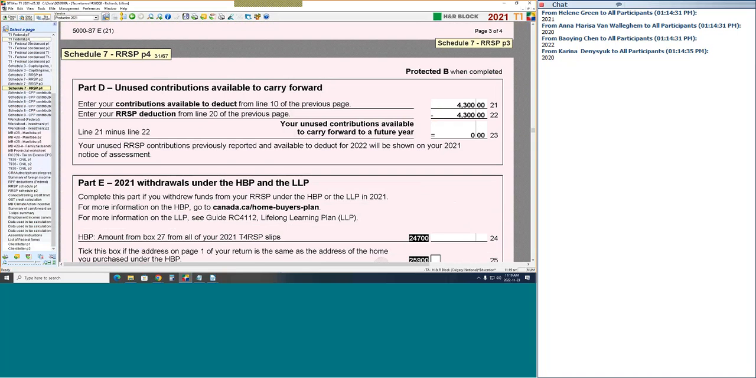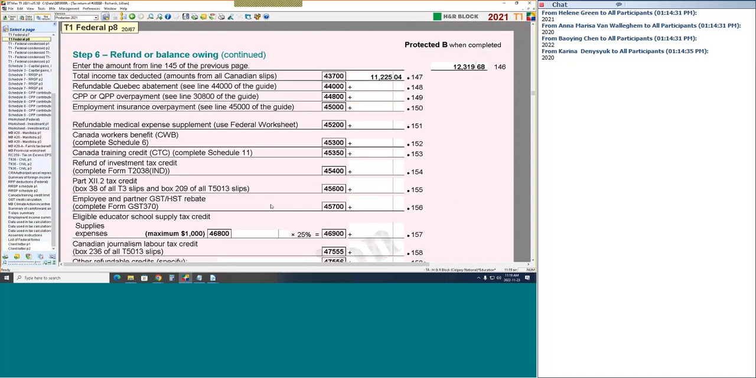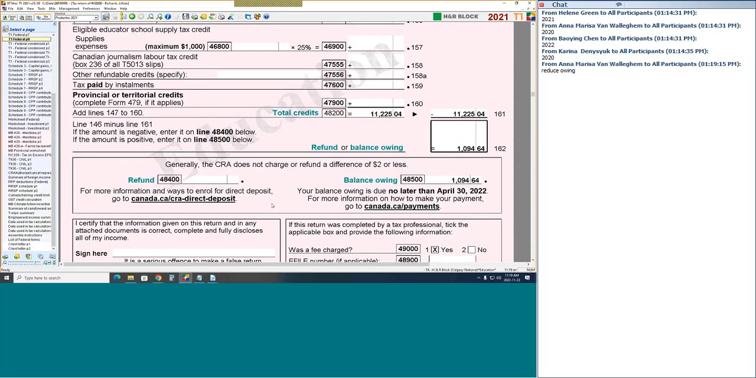What will happen to her refund or balance owing? She had a balance owing. What will happen if I take $4,300 off? It's going to make it better. It's not going to make it go away, but it's going to make it better. Okay. Now, that's assuming she wants to deduct all of it now.